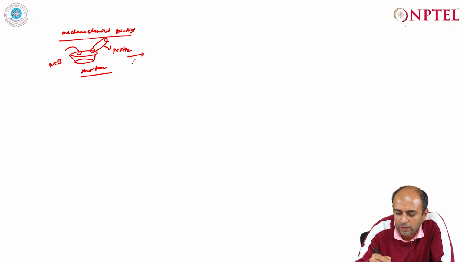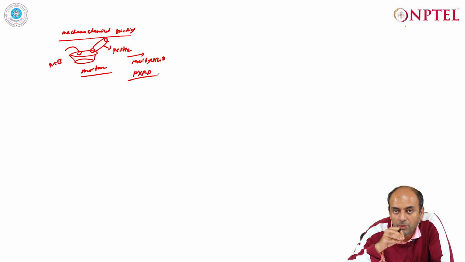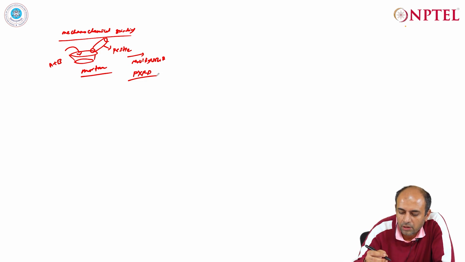Then the resulting solid which is obtained, you record the powder XRD diffraction pattern, and the powder XRD diffraction pattern for the obtained phase, if it's a new co-crystal phase, will be very different from the powder XRD diffraction pattern of the starting components. Now when you do this mixing in the absence of any solvent, it is called dry grinding.